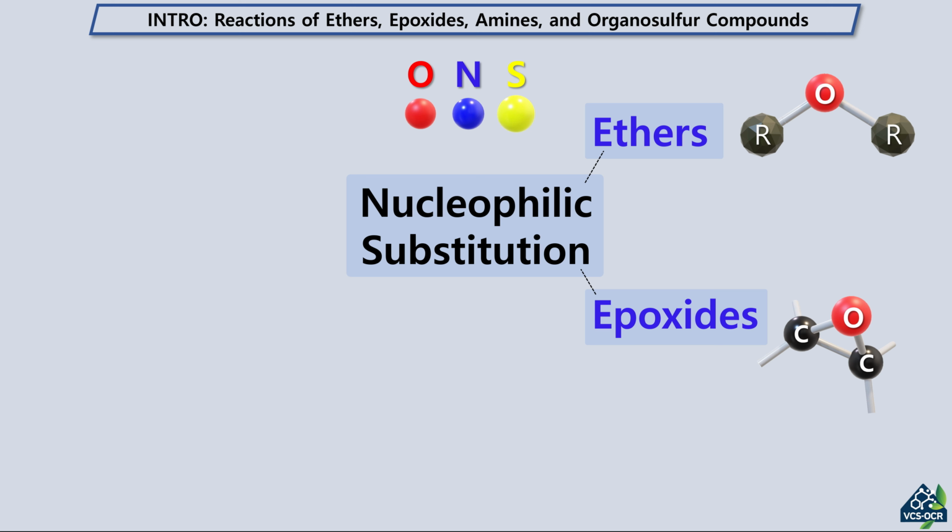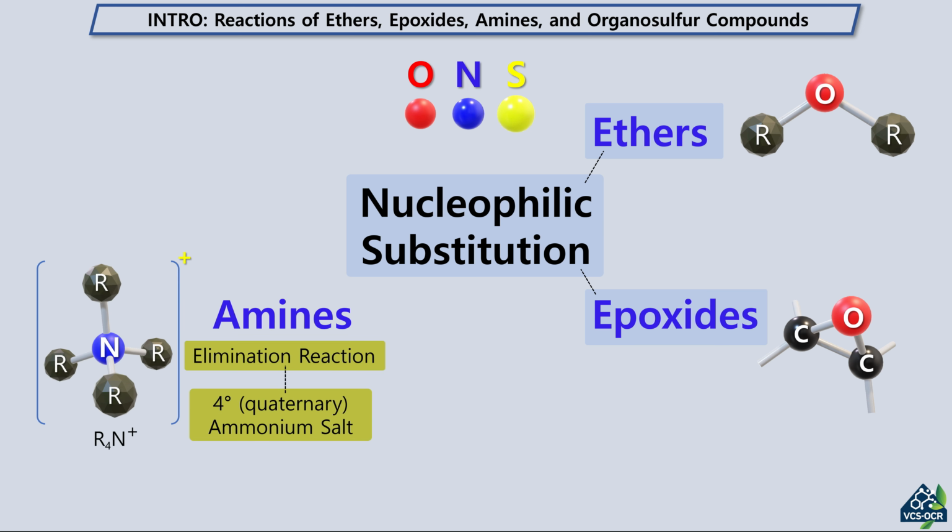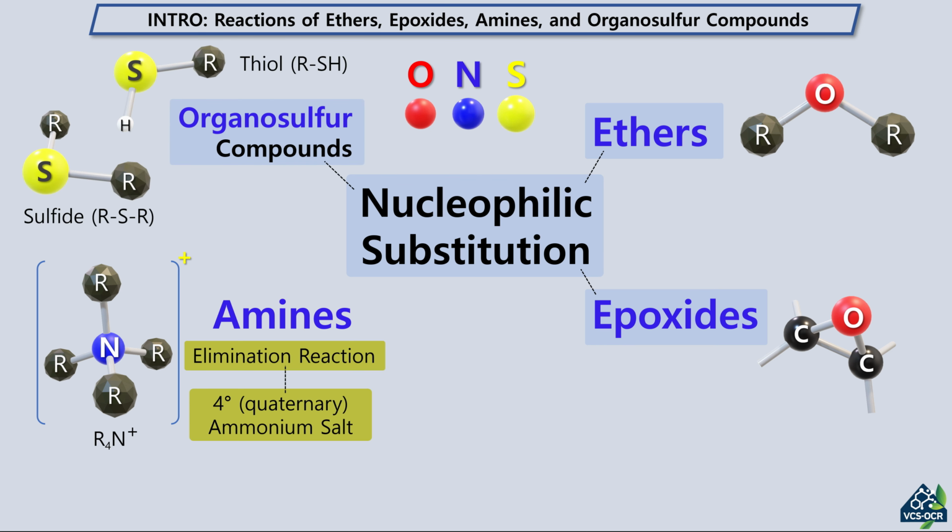attack. Then, we'll explore amines. You'll see how a poor leaving group can be converted into an excellent one through exhaustive methylation, leading us to the regioselective Hofmann elimination. Finally, we'll examine organosulfur compounds, focusing on the nucleophilic reactions of thiols and sulfides. Let's visualize the intricate mechanisms of nucleophilic substitution. Our journey into heteroatomic chemistry starts now.